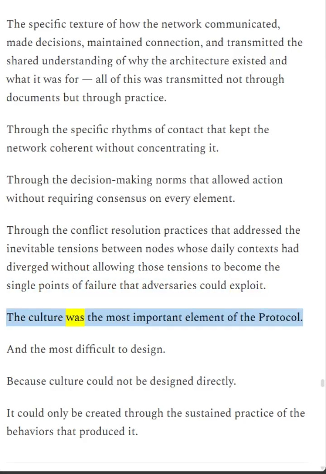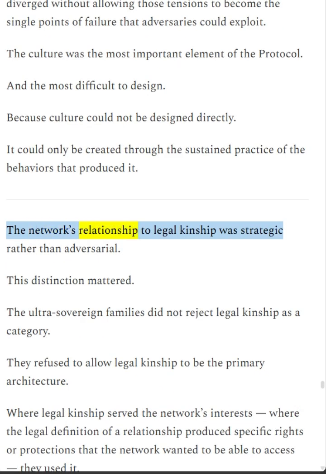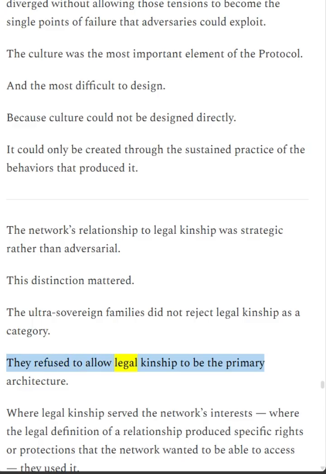The culture was the most important element of the protocol, and the most difficult to design, because culture could not be designed directly. It could only be created through the sustained practice of the behaviors that produced it. The network's relationship to legal kinship was strategic, rather than adversarial. This distinction mattered. The ultra-sovereign families did not reject legal kinship as a category. They refused to allow legal kinship to be the primary architecture.